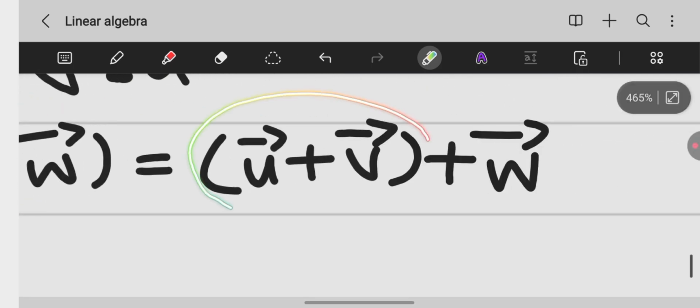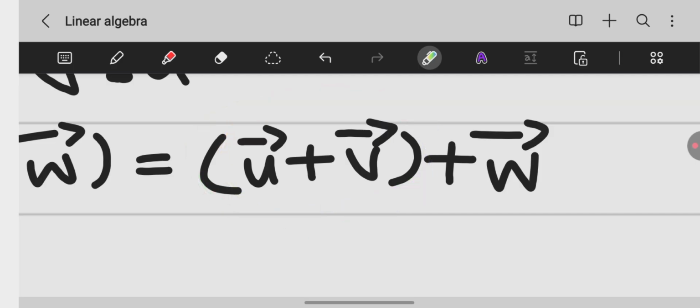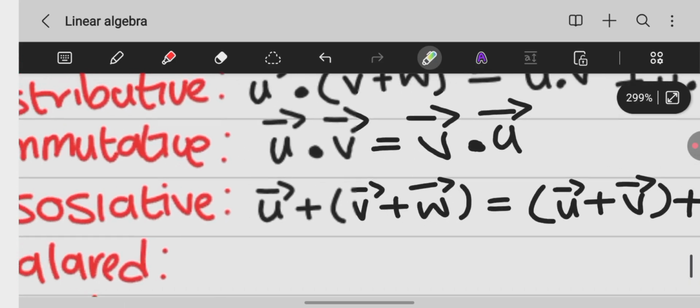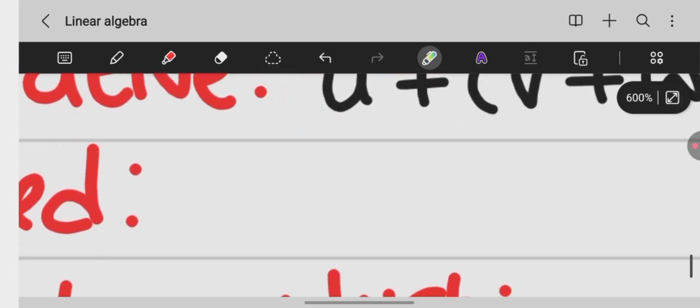And then on this side, if you have two vectors added together, you get a vector, and a vector plus another vector would give you a vector. So for associative, in this case, you have a vector as your resultant. Let's talk about the scalar.